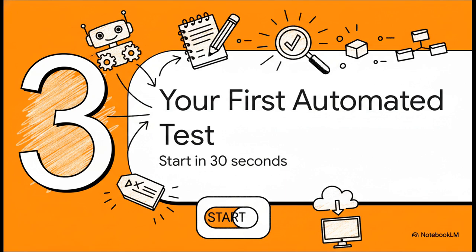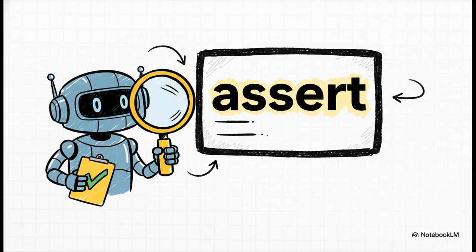Okay, that might sound a little intimidating, right? 5 pillars, automation. But here's the thing. You can literally start right now. You don't need some complex setup to write your very first automated test. If you're using Python, the magic starts with a single keyword, assert. This little statement is your gateway drug into the world of automated testing. It's simple, but it is incredibly powerful.